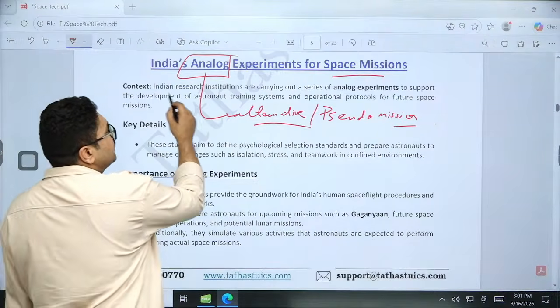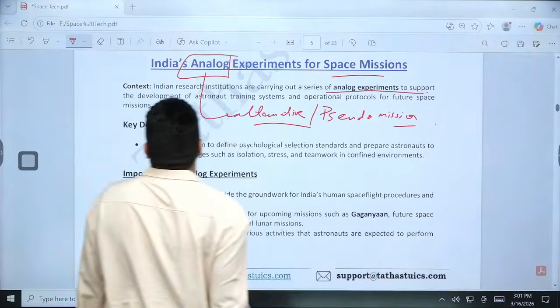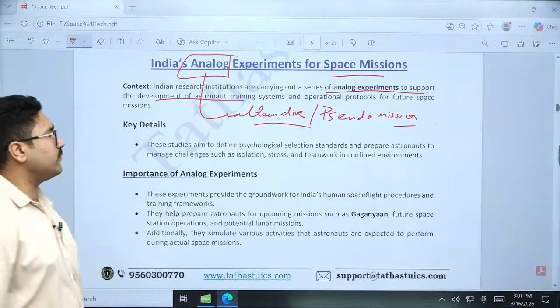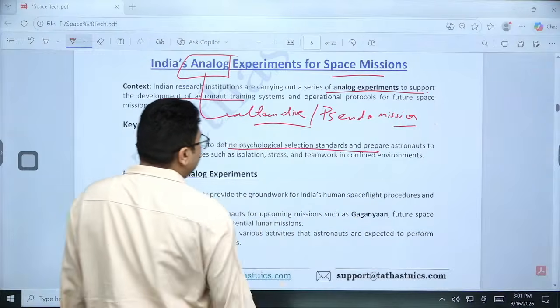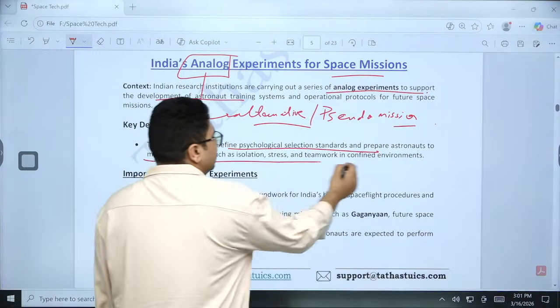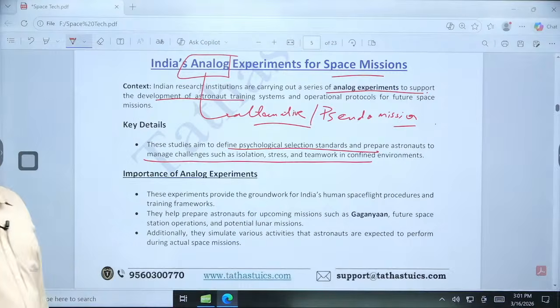Indian research institutions are carrying out a series of analog experiments to carry out the development of astronaut training systems. These studies aim to define psychological selection standards and prepare astronauts to manage challenges such as isolation, stress, and teamwork.